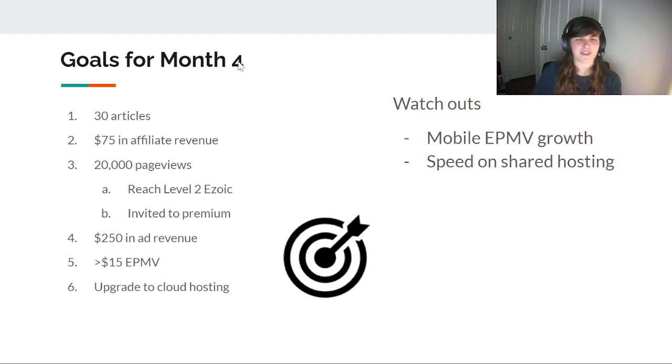And I think my other goal for month 5 is to upgrade to cloud hosting. Like I said, I'm still on a shared hosting plan, and I think it might be time for me to move to cloud hosting to prevent the shared hosting from slowing down my site.